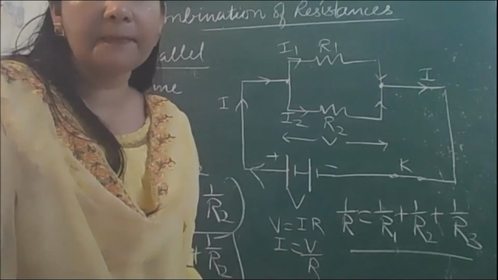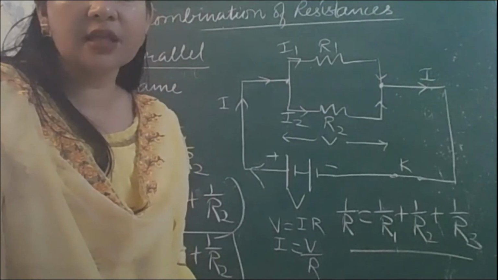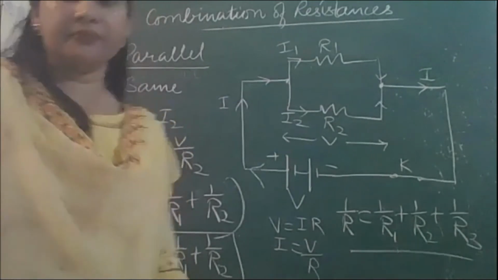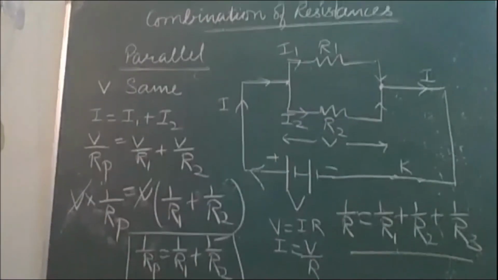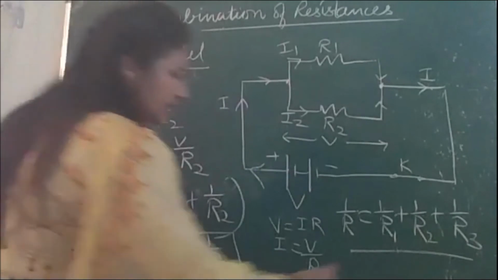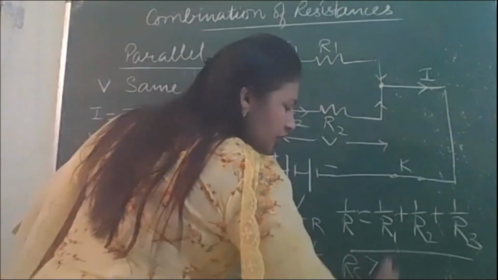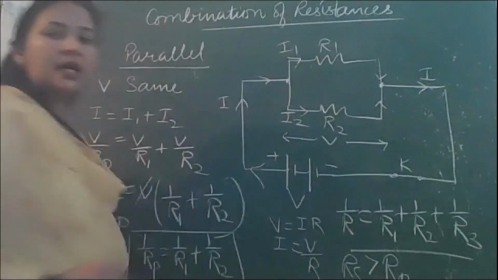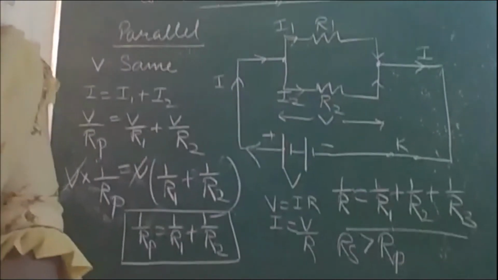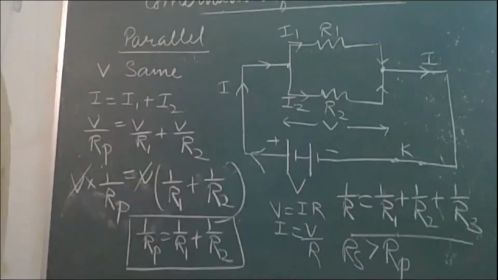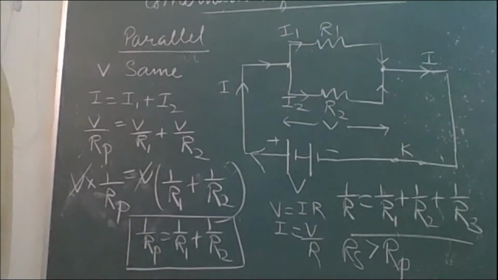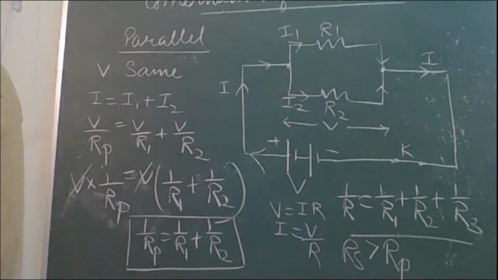Is that clear? All right, students. Fine. चलिए, इसका मतलब RS is always greater than RP. नोट कर लीजिए. Series resistance is always greater than parallel resistance. RS greater than RP. Note it down.